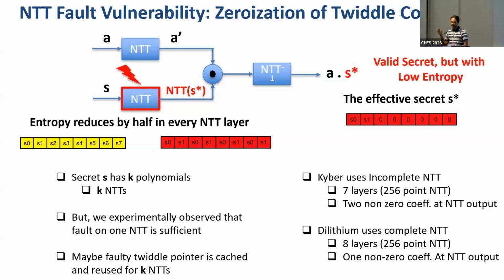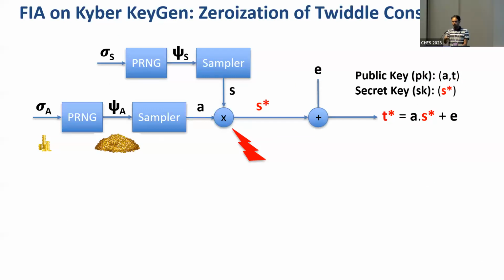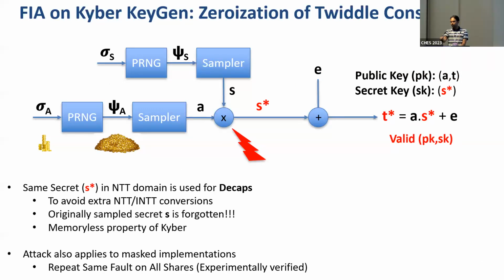all the different NTTs. One reason that we think is that the faulty twiddle pointer is actually cached and reused for all the k-1 NTT operations. So a single fault is actually sufficient to affect all the k NTT operations, which is an interesting observation. So now you essentially end up with a very low entropy secret key, which is also valid, and which also generates a valid public key.